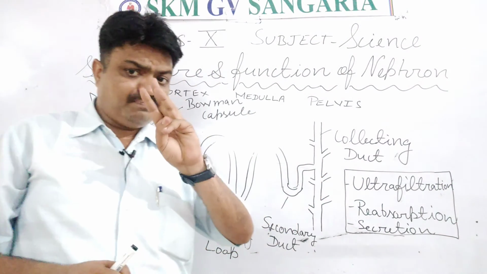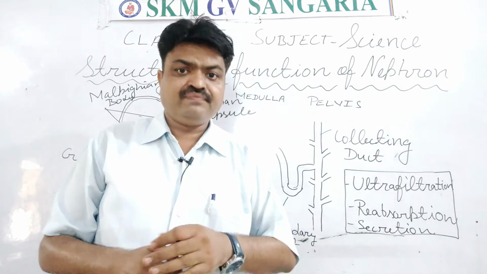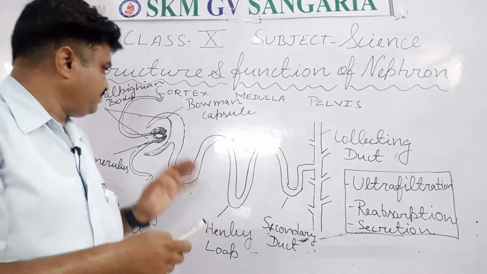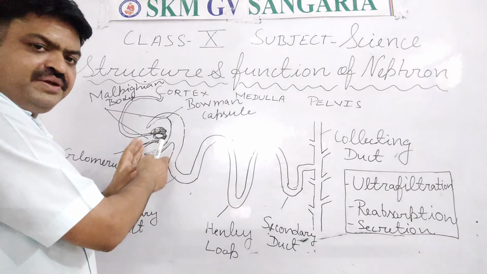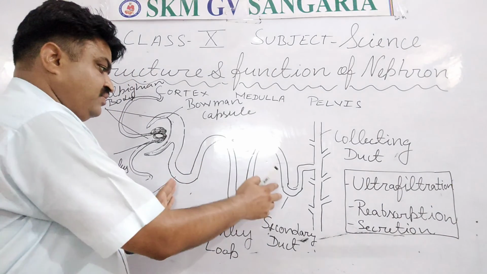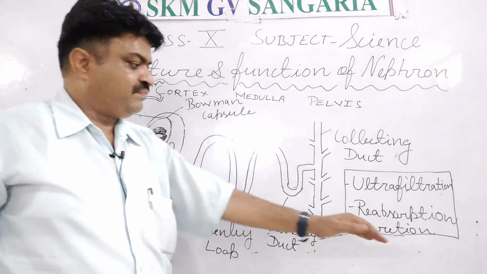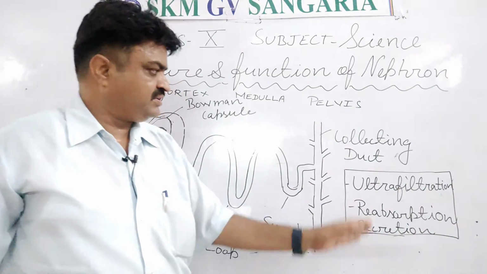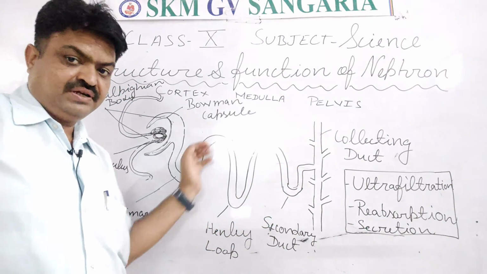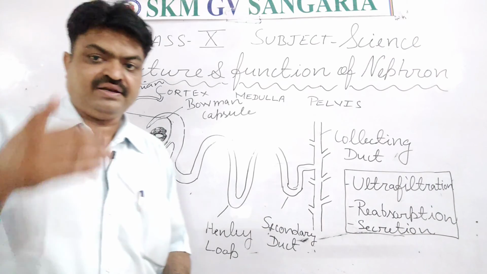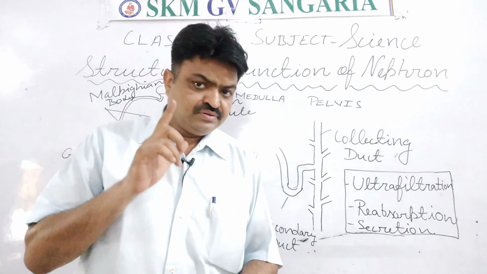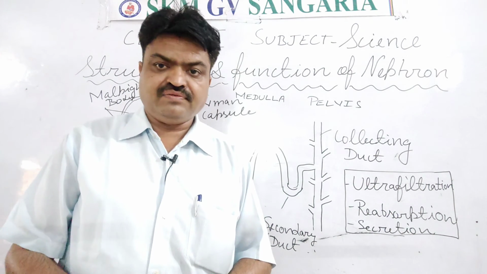Now there are three important functions that I have told you. You will learn them. First is ultrafiltration, which takes place with the help of the Malpighian body. Second is reabsorption. This takes place from here. And next is secretion. It takes place in the collecting tube or duct, with the primary duct, secondary duct or Henle loop. So these are the important functions of the nephron.